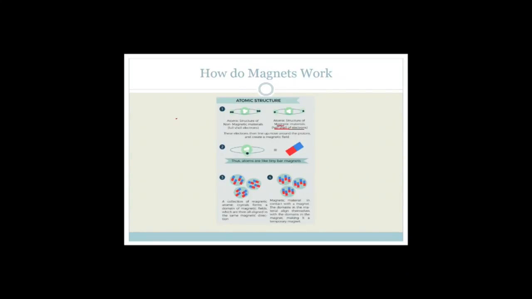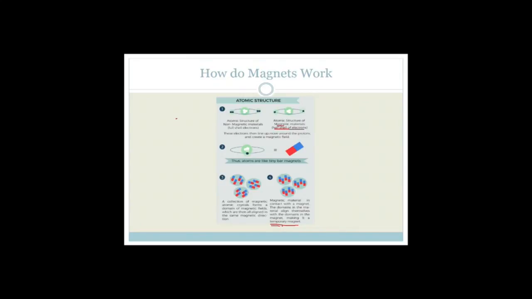But what happens is the magnetic material, when it comes into contact with a magnet, then these little atoms, which have been acting like tiny bars, they're called domains, and they all align themselves so that they all face basically either north or south, okay? Whereas the non-magnetic do not line up at all. So a collection of magnetic atomic crystals form in a domain of magnetic fields. So basically your magnetic field affects the way these electrons around the nucleus line up, and then when you put it together, all of them line up in the same way, and then we get what is called a temporary magnet.